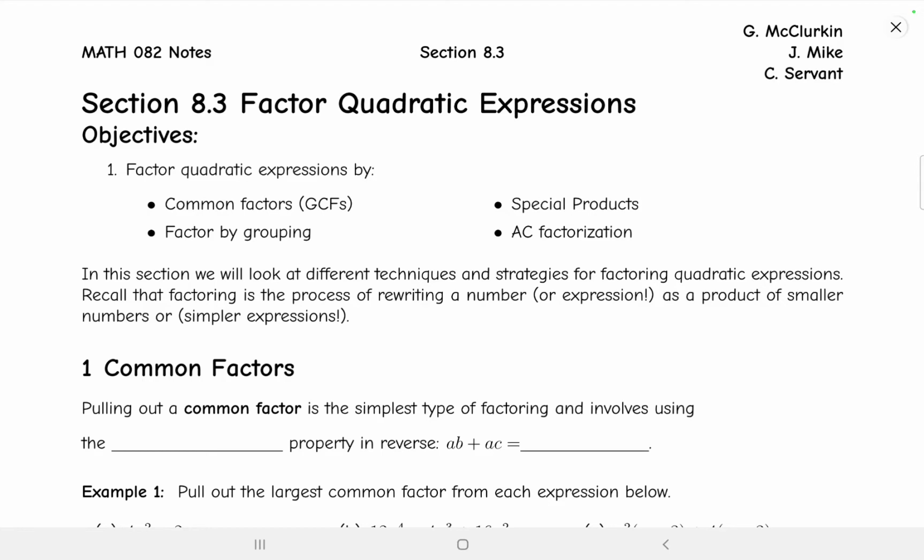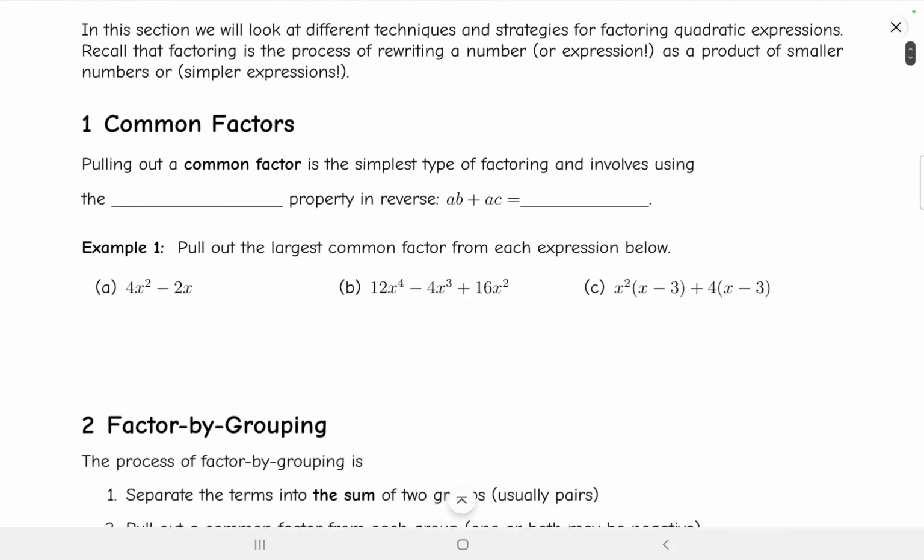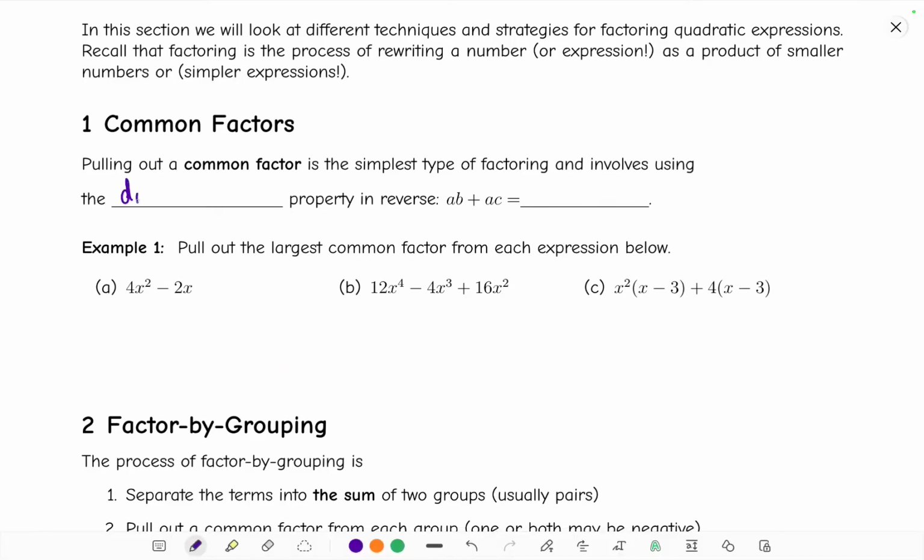Recall that factoring is the process of rewriting a number or expression as a product of smaller numbers or simpler expressions. Part 1. Common factors. Pulling out a common factor is the simplest type of factoring and involves using the distributive property in reverse. For example, A times B plus A times C is the same as A times (B plus C). So you factored the original expression into the product of two simpler expressions.